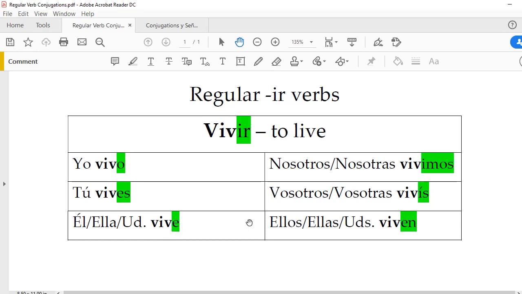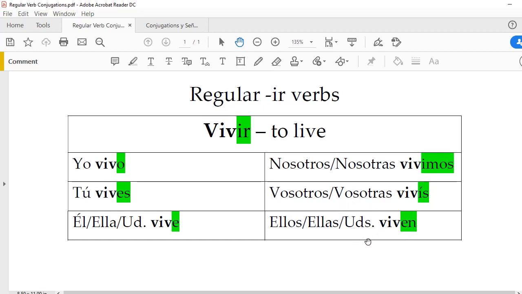Nosotros vivimos. And ladies would say nosotras vivimos. That means we live or we are living. Vosotros vivís. Vosotras vivís. You group of people, you are all living. Ellos viven, ellas viven, ustedes viven. EN is our ending. That group of people, or you group of sirs or madams, are living.